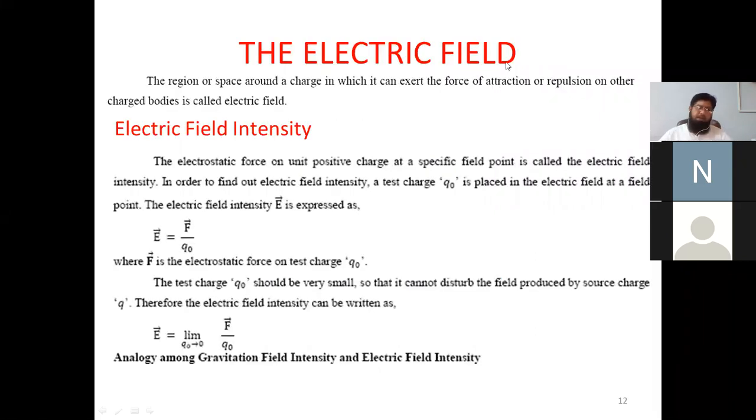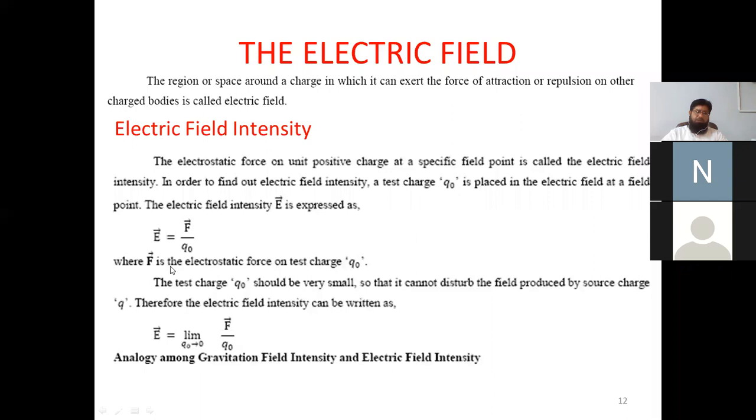So now, what is the electric field? You know that the electric field is one of the properties of charge, known as the electric field property. The electric field is defined as the space or region around which the influence of the electric charge can be felt, and that region is known as the electric field region. Electric field intensity is defined as the force per unit charge. This force per unit charge is known as the electric field.